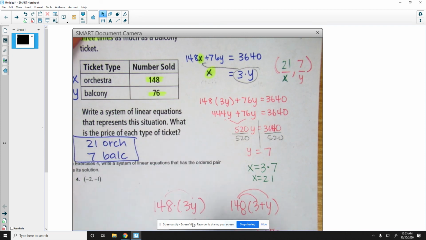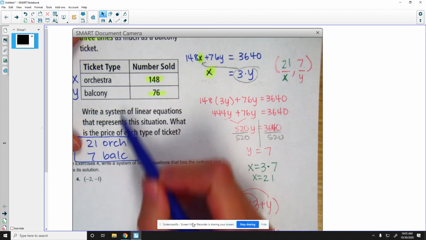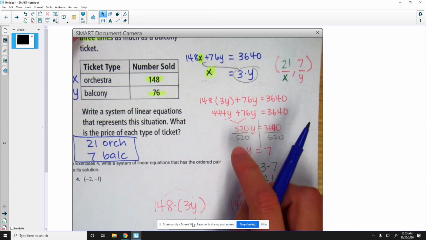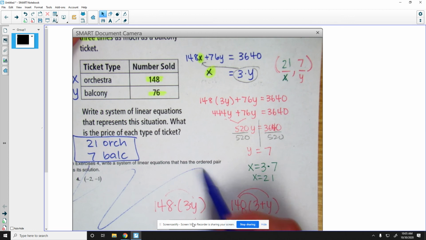That is my answer. Okay, not the point, but actually writing it out. 21 X's. What did we say X was? Orchestra. 7 balconies. What did we say balcony was? Y. Okay, and then number 4, we'll skip.